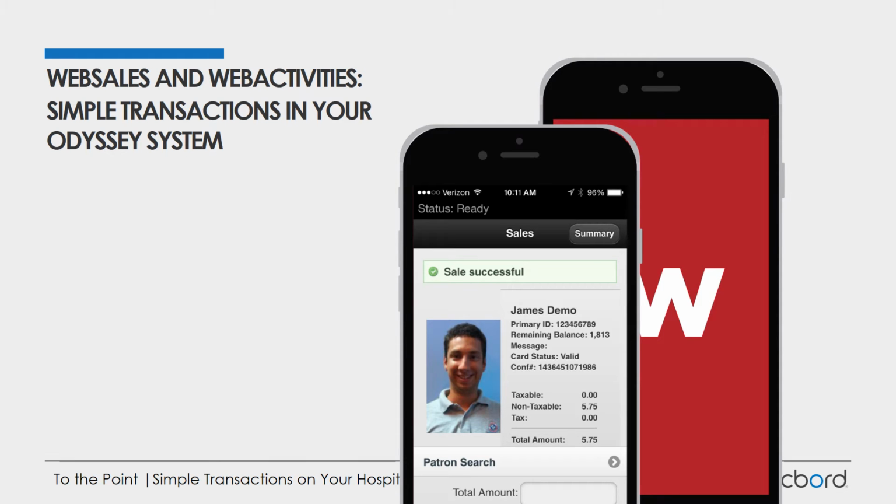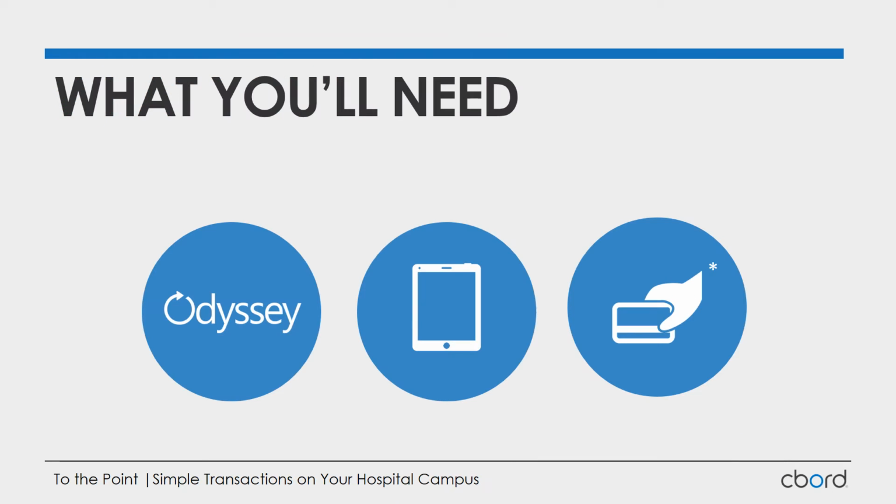So as we've mentioned before, you already own Odyssey and you have it implemented. Web Sales and Web Activities are two additional modules that can be added on to Odyssey. These modules give you the ability to complete a transaction using a mobile device or a computer for both a sale transaction and an activity transaction.